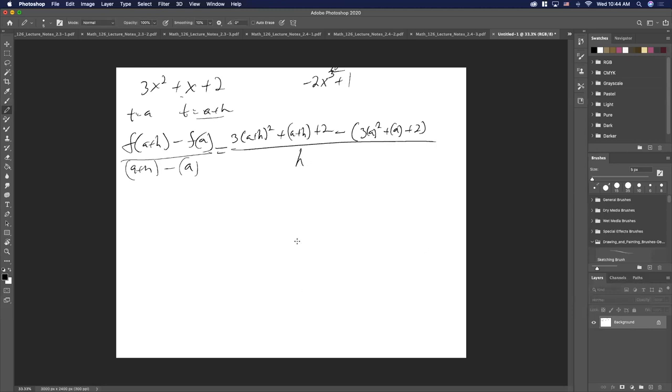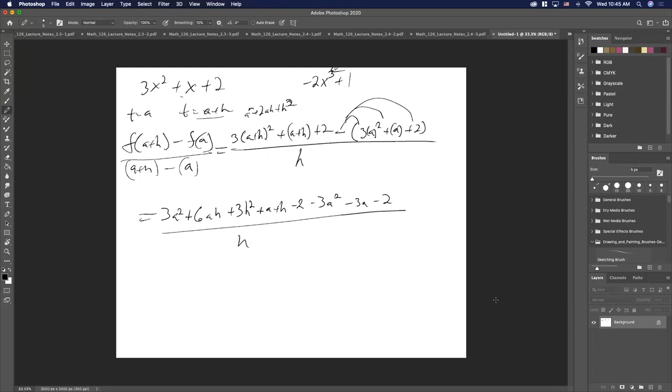Okay. All right, so now we've done this, we're going to have to expand the top. So let's go ahead and do this. So this would be 3 times, remember, (a plus h) squared is really a squared plus 2ah plus h squared. Remember to FOIL this, and so I'll have 3a squared plus, 2 times 3 will give us 6ah, plus 3h squared, plus a plus h plus 2, and distribute the negative all the way into this. So if we remember to distribute your negative completely, this would be minus 3a squared minus a minus 2, all over h. All right, so once you get to this point, you should be able to cross stuff out.